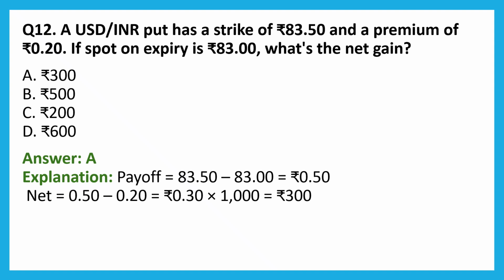Payoff equal to 83.50 minus 83 is 0.50. So net equal to 0.50 minus 0.20, 0.30 into 1000 equal to 300 is the net gain.